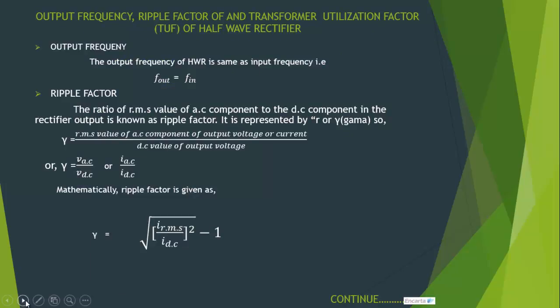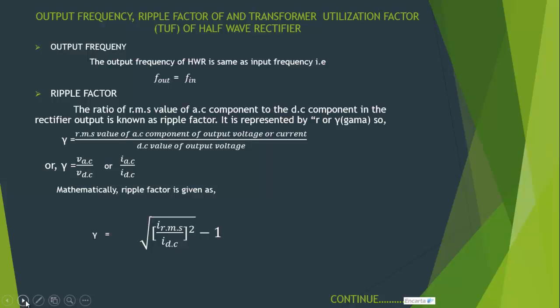Now, output frequency, ripple factor, transformer utilization factor of a half wave rectifier. Output frequency. The output frequency is same as input frequency, so it can be given as F out is equal to F in. Ripple factor. What do we mean by ripple factor?